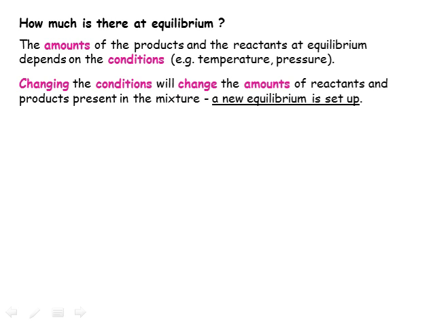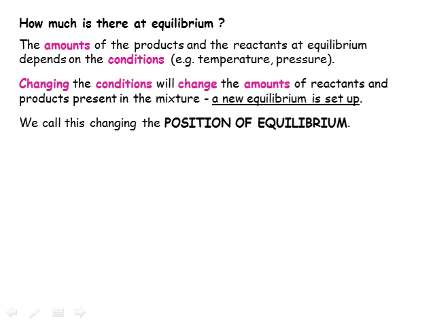We can have an equilibrium where there are lots of the reactants and hardly any of the products, or an equilibrium where there are similar amounts of products and reactants, or an equilibrium where we have almost all products. In fact, we can affect the amounts of products and reactants present at equilibrium by changing the conditions for the reaction, such as the temperature or the pressure. When we change the conditions, and this results in changing the amount of reactants and products present in the reaction mixture, we call this changing the position of equilibrium.